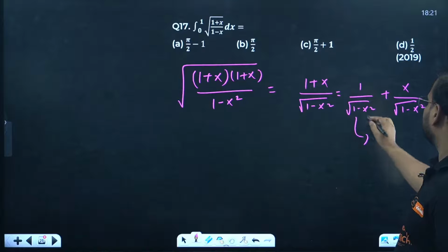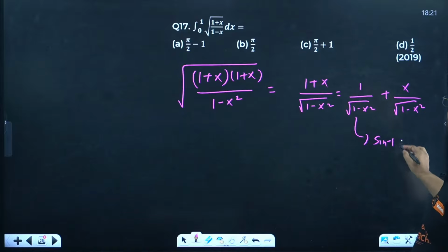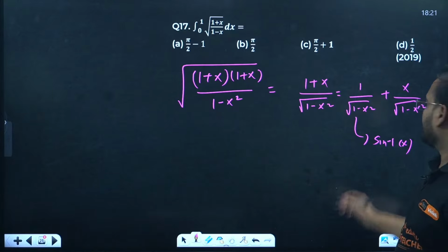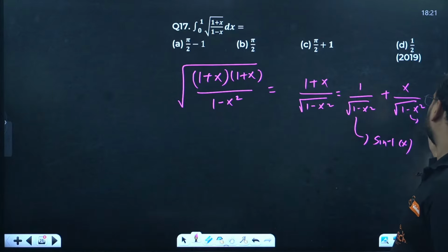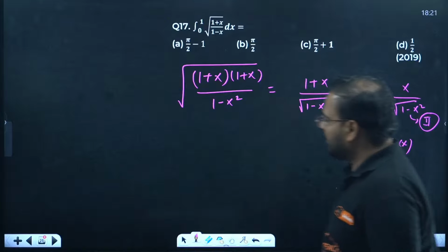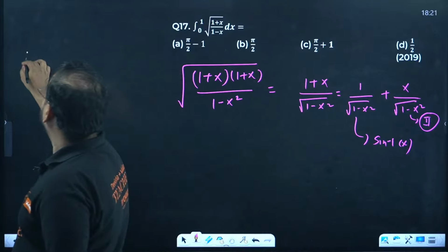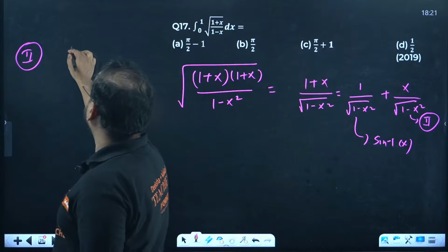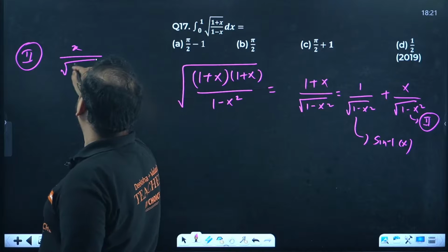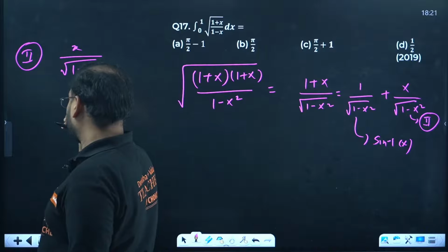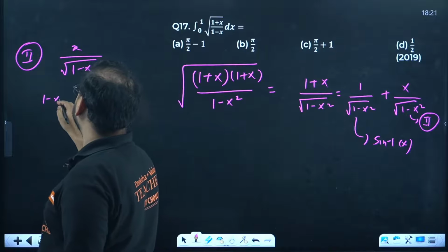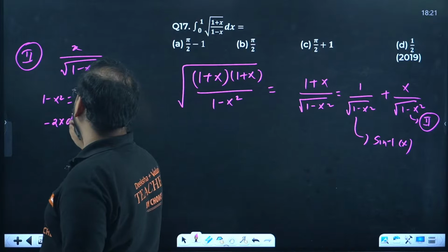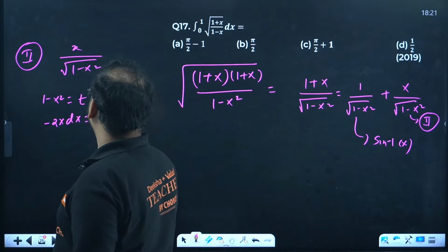This answer is clear: sine inverse of x. Right? What about this part? If I call this part 2, let me solve the part 2 over here. Part 2, which is x upon root of 1 minus x square. If I take 1 minus x square as t, let's say, we have minus 2x dx as dt.